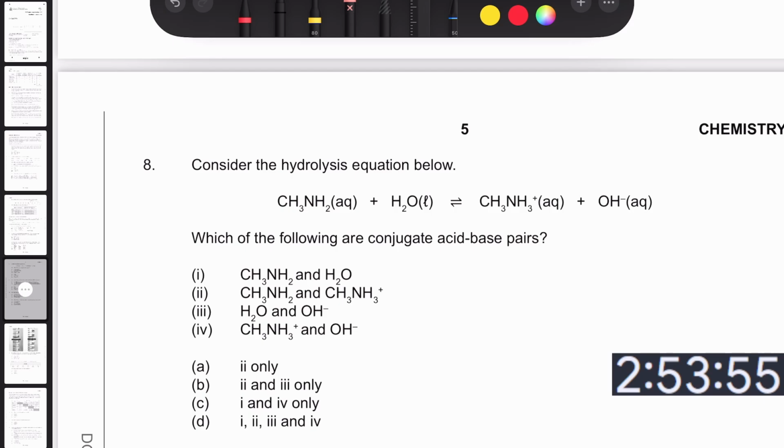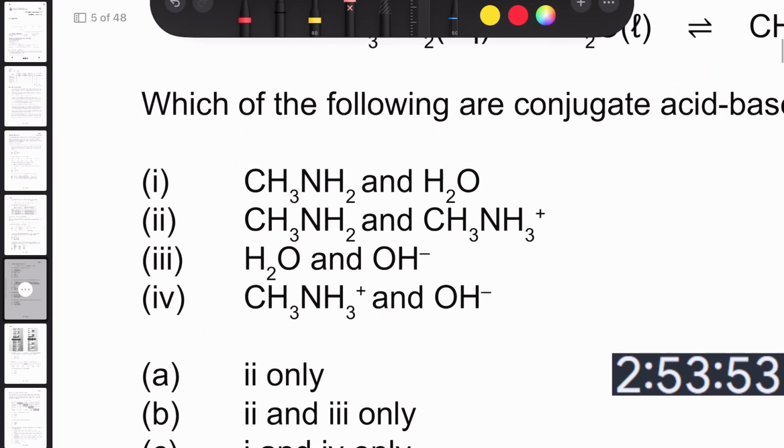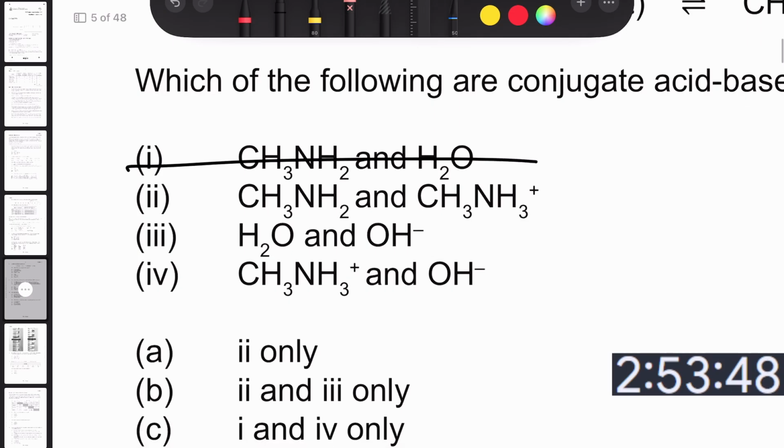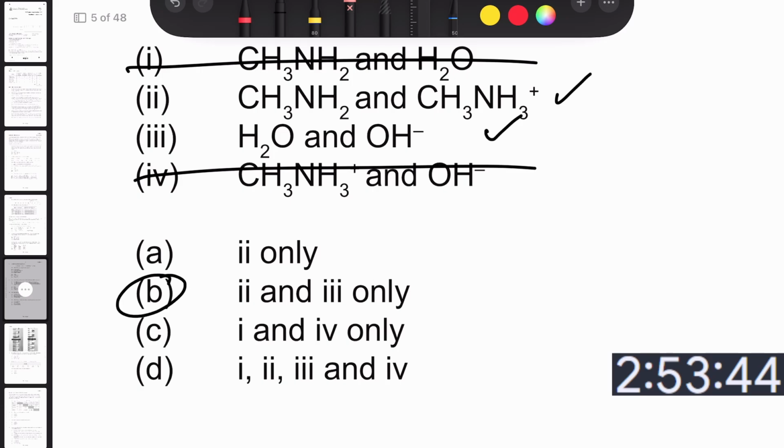Consider the hydrolysis equation below. Which of the following are conjugate acid-base pairs? They differ by 1 H, so that's not 1. This is 1, this is 1, that's not 1. So just 2 and 3 only.